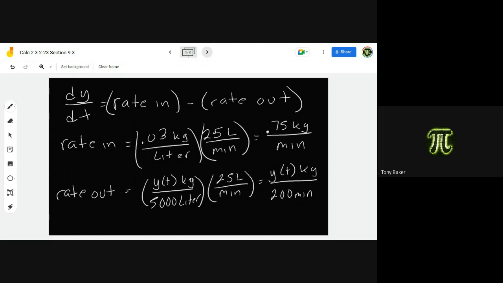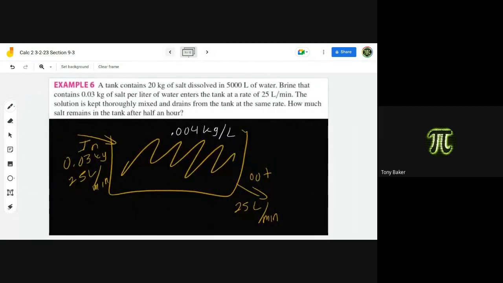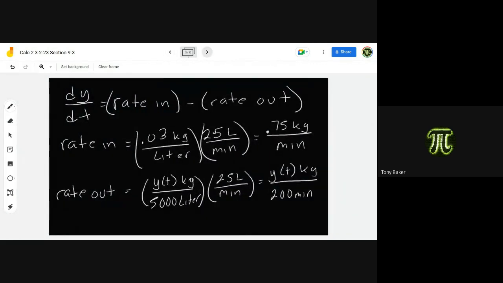All right, so do you understand why my derivative is the rate in minus the rate out? Okay. What's the question asking me? How much salt is in the tank? We want to know how much salt's in it. So the function that I'm getting, the y of t, is how much salt is in the tank. So we know when we started, we had 20 kilograms of salt in the tank. But as that goes on, that changes. That's why it's a function. So that y of t is how much salt's in the tank.